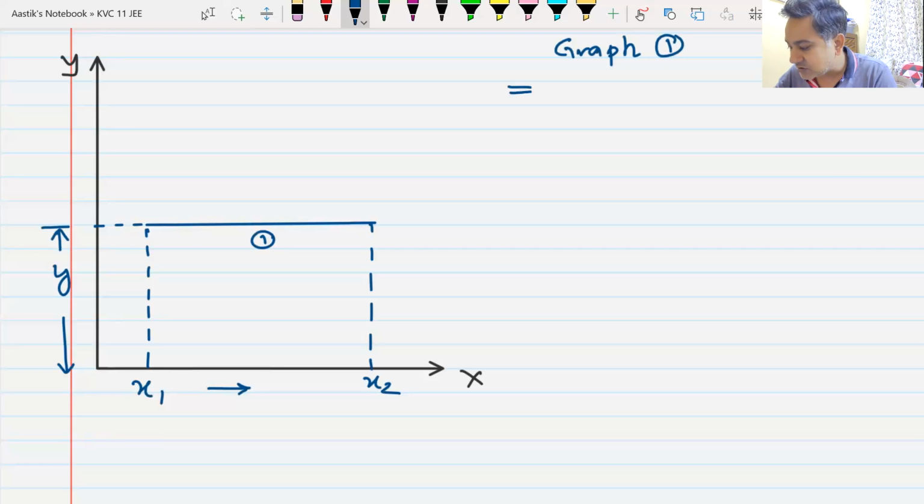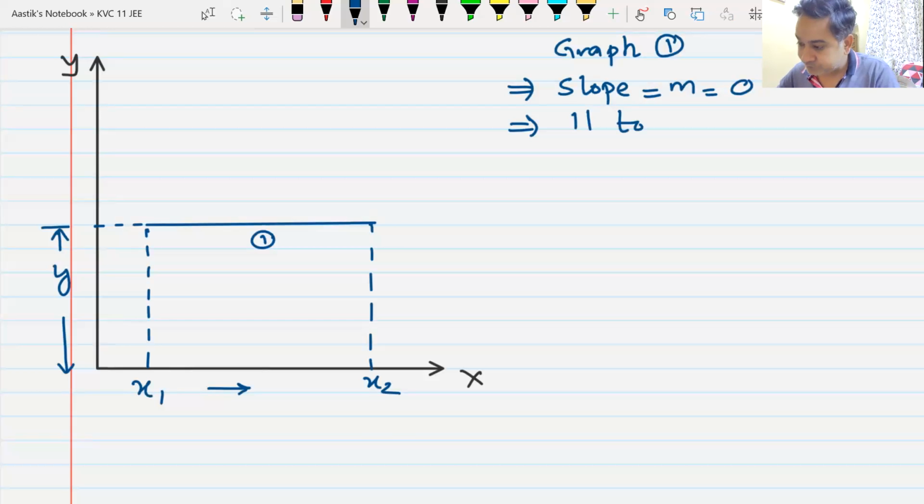What are the things that we understand? What about the slope of this graph? Tell me fast. 0, sir. Slope, which is m, is equal to 0. This graph is parallel to the x-axis. What is the equation of this line? Every line has an equation. So the equation of this line is y is constant. Yes or no?